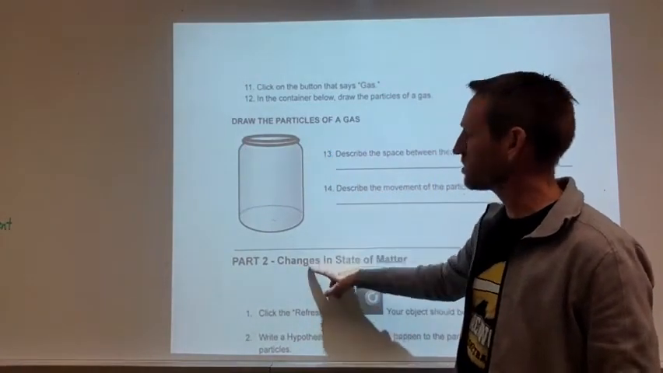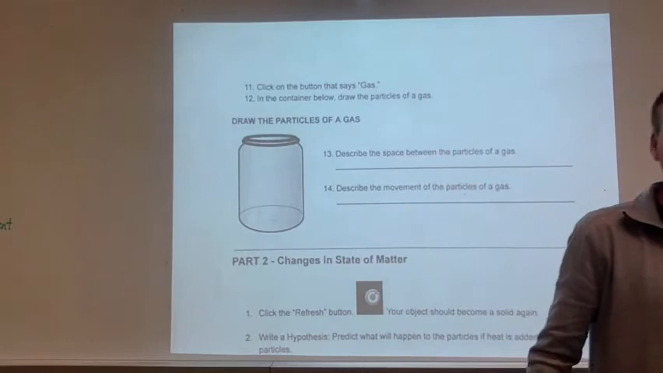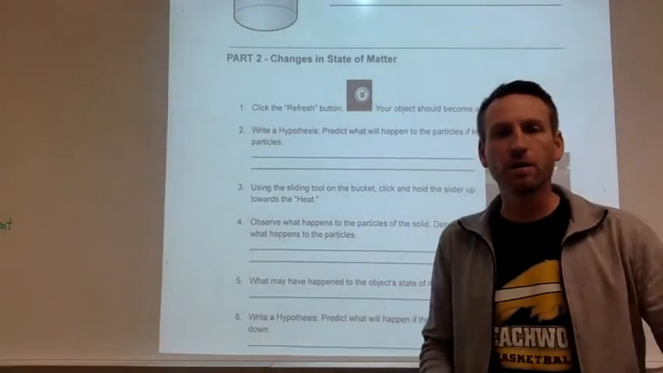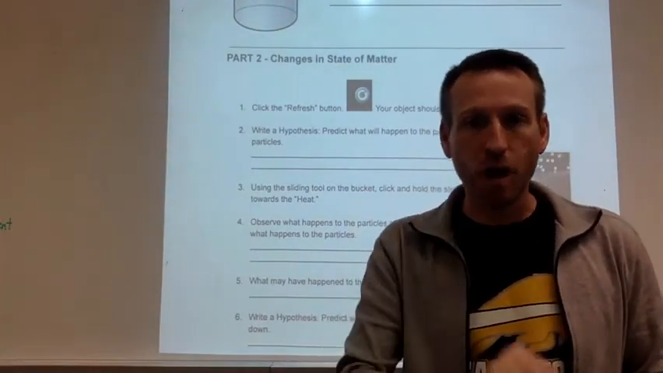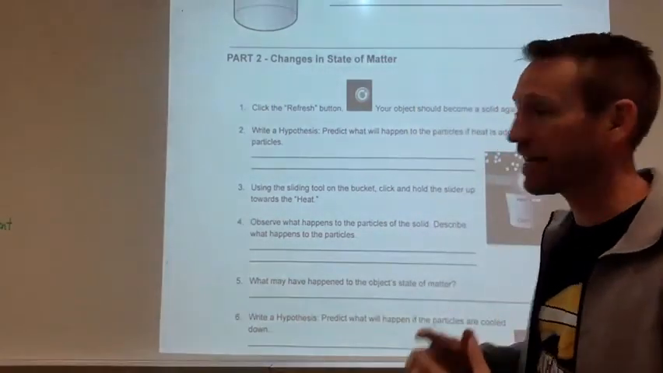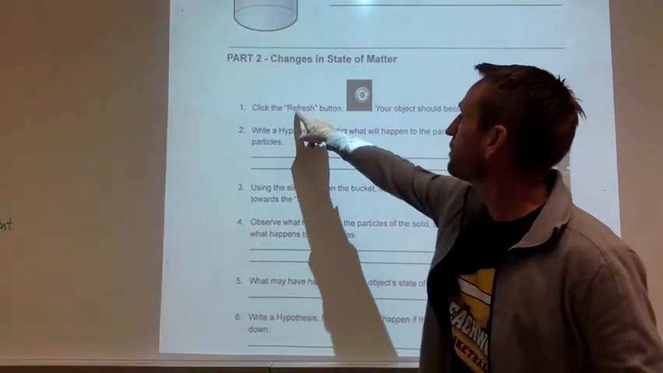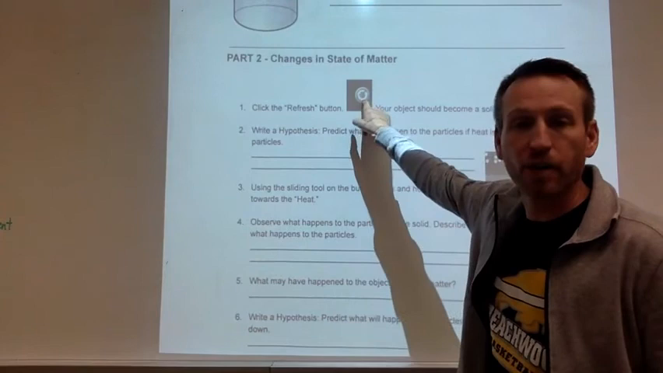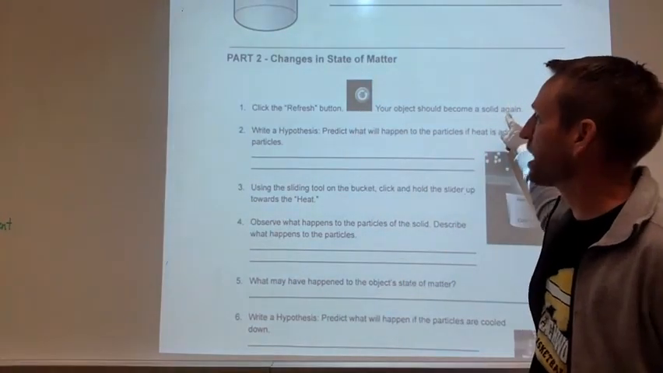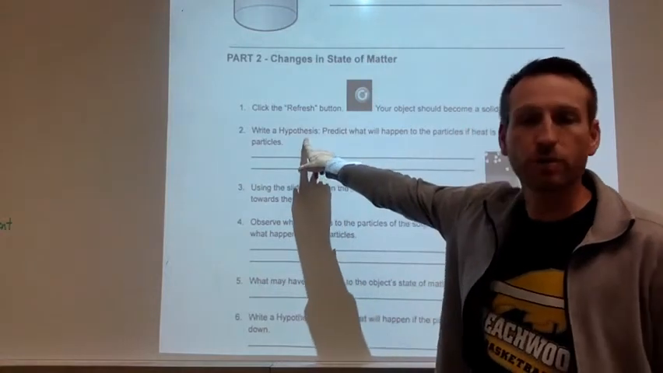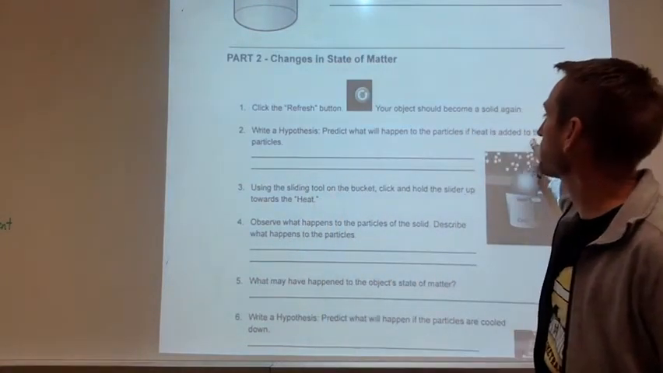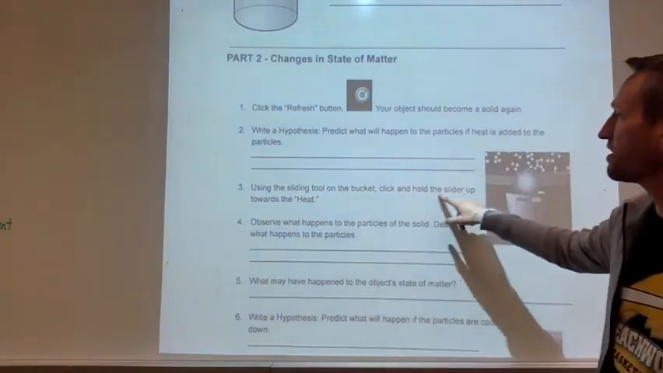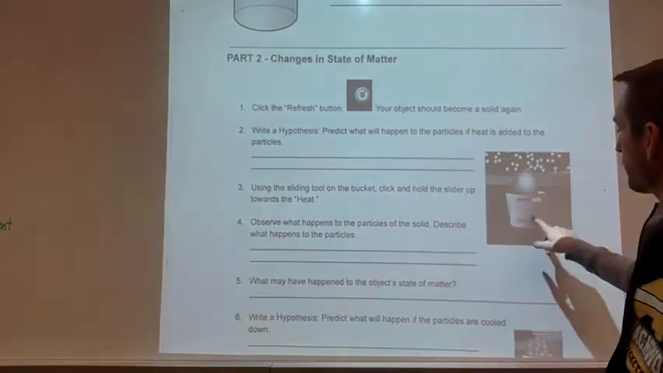All right, let's talk about part 2 now. Part 2 is moving into our second part of the unit, which is now states of matter changing from one to another, and talking about why it happens and what happens. So there's a refresh button to click on the website. So do that. The object becomes solid again. Before you do anything else, we're going to write a hypothesis, and you would predict what's going to happen to the particles if heat is added to the particles. Then it says, using the sliding tool on the bucket, click and hold the slider up towards the heat.